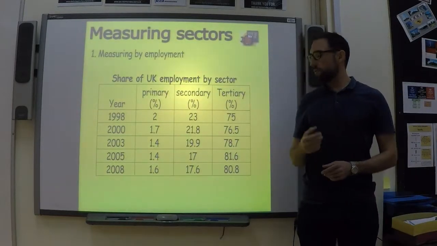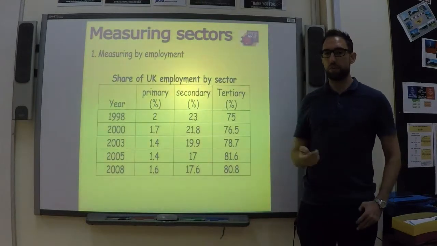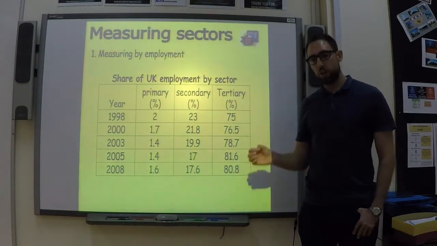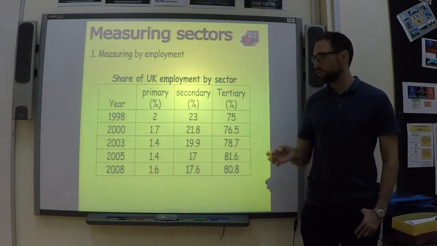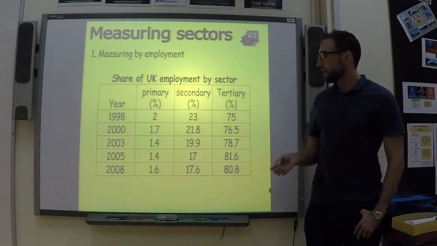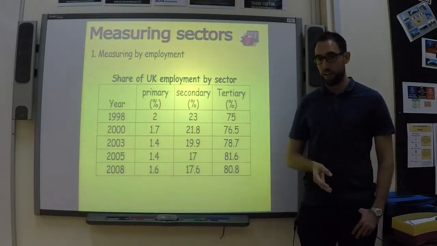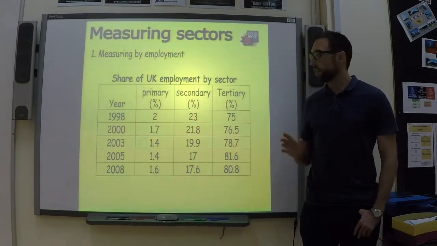Okay, you need to be aware of what's happening to each of the sectors and what's happened to them over time. And remember, you're doing British curriculum here, so don't apply that to any particular country. Do not apply that to Qatar, okay? We are doing British curriculum, and you need to be aware of what is happening in the UK. Forget what's happening in other countries, only in the UK.